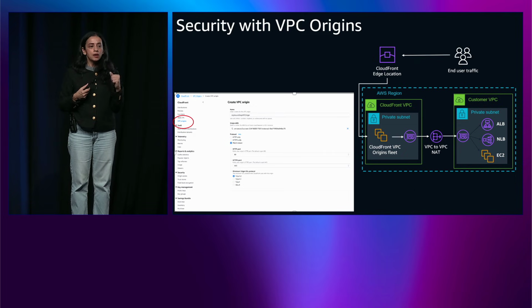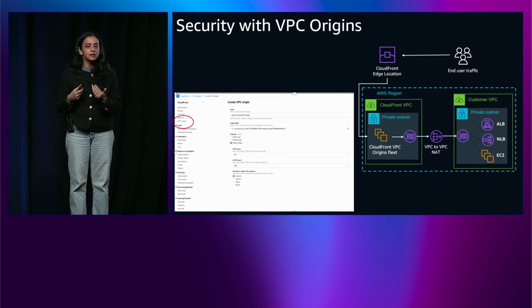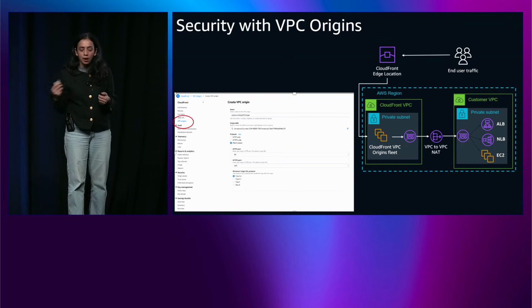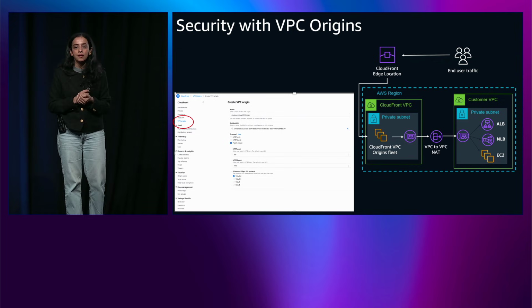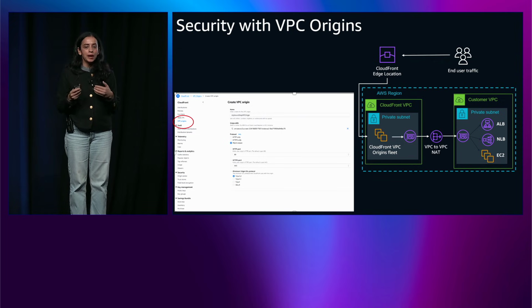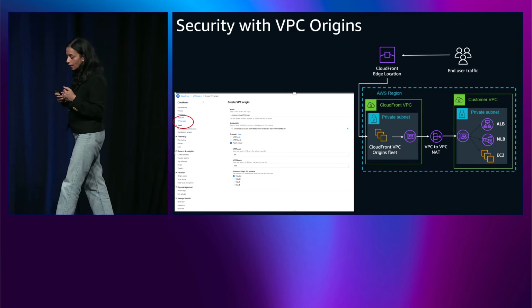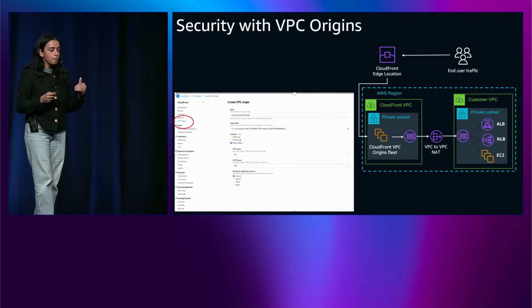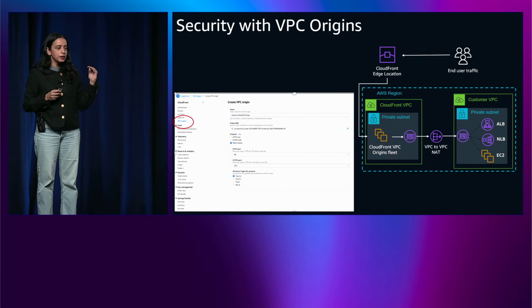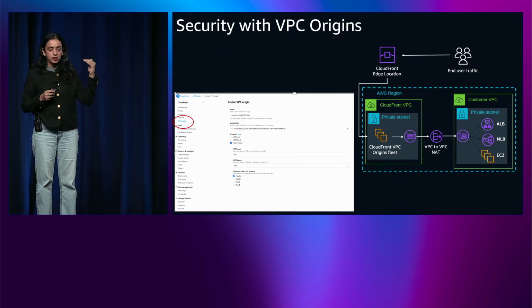So now your application is not exposed on the internet. It can only be accessed by CloudFront over a private ENI connection. And you have removed another layer of attack from your applications. So these are a few things to recap: using the edge services, using CloudFront, using AWS WAF, using Shield.